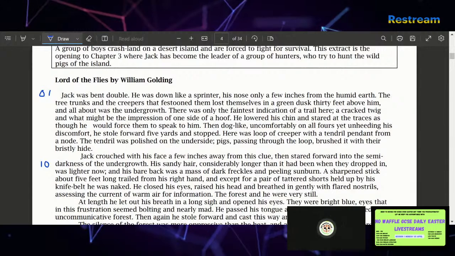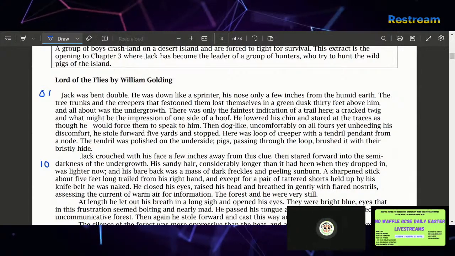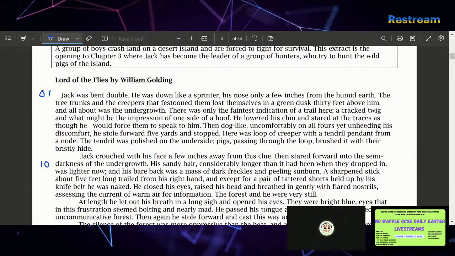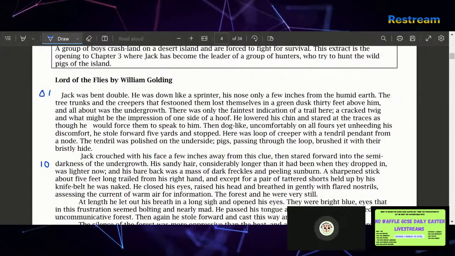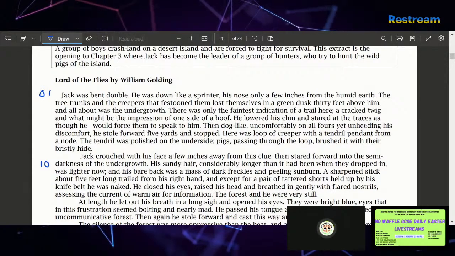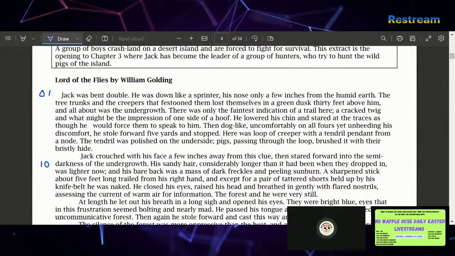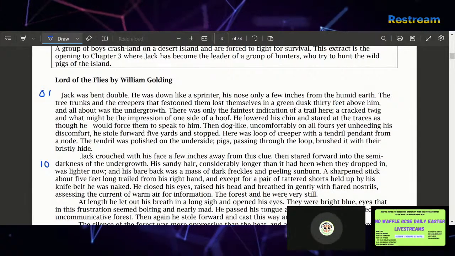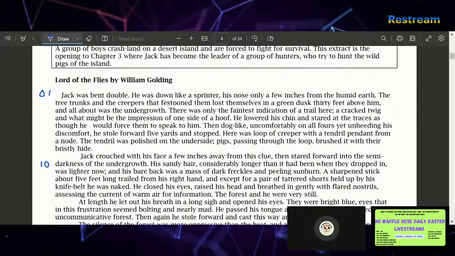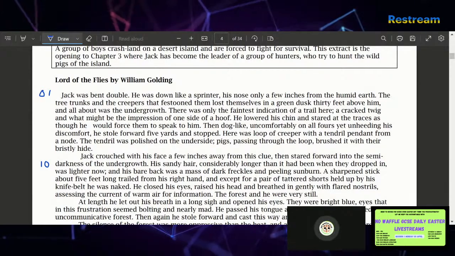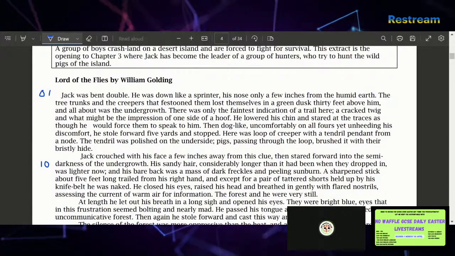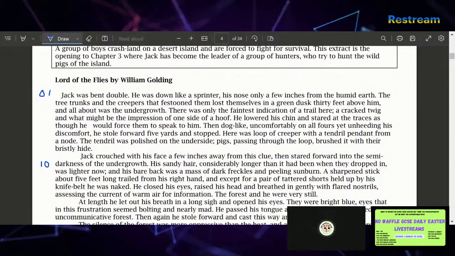Here was loop of creeper, with a tendril pendant from a node. The tendril was polished on the underside. Pigs, passing through the loop, brushed it with their bristly hide. Jack crouched with his face a few inches away from this clue, then stared forward into the semi-darkness of the undergrowth, his sandy hair considerably longer than it had ever been when they dropped in.